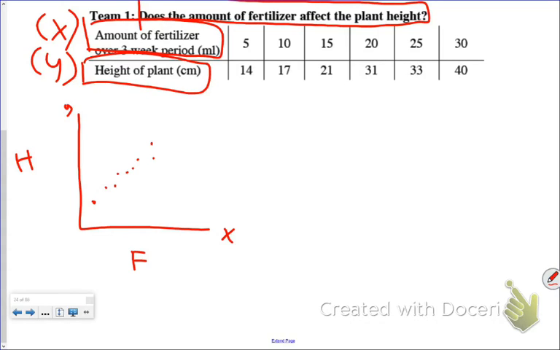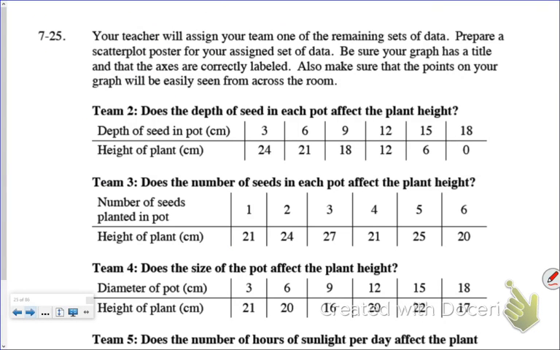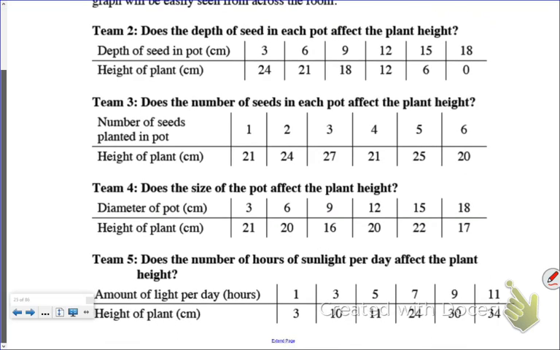All right, so we're going to move on. Let's do the next question, which you're going to thank me for. It says, problem 25, your teacher will assign your team one of the remaining sets of data. Normally what we were supposed to do is one group would take team 2, one would take team 3, yada, yada, yada, and you guys would have to graph another set of data points. I didn't do that because we don't have enough time. Turn your paper over to the 4 graphs. Each of these teams, teams 2 through 5, are represented in those 4 graphs.